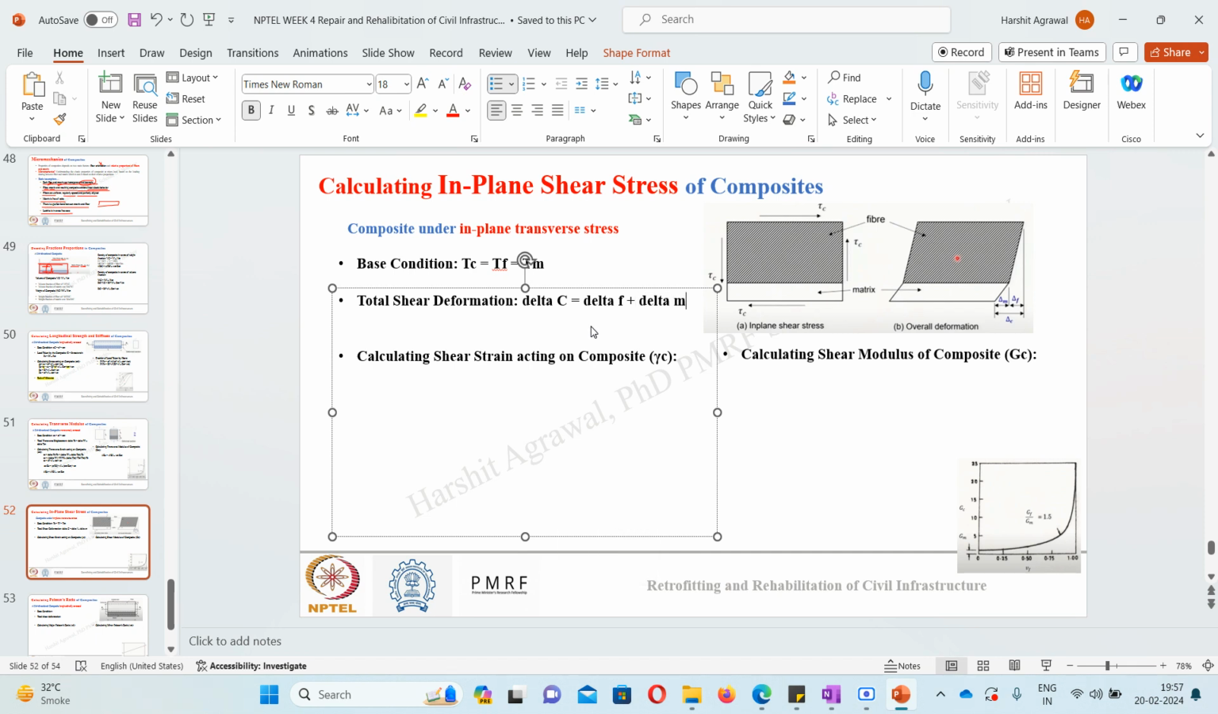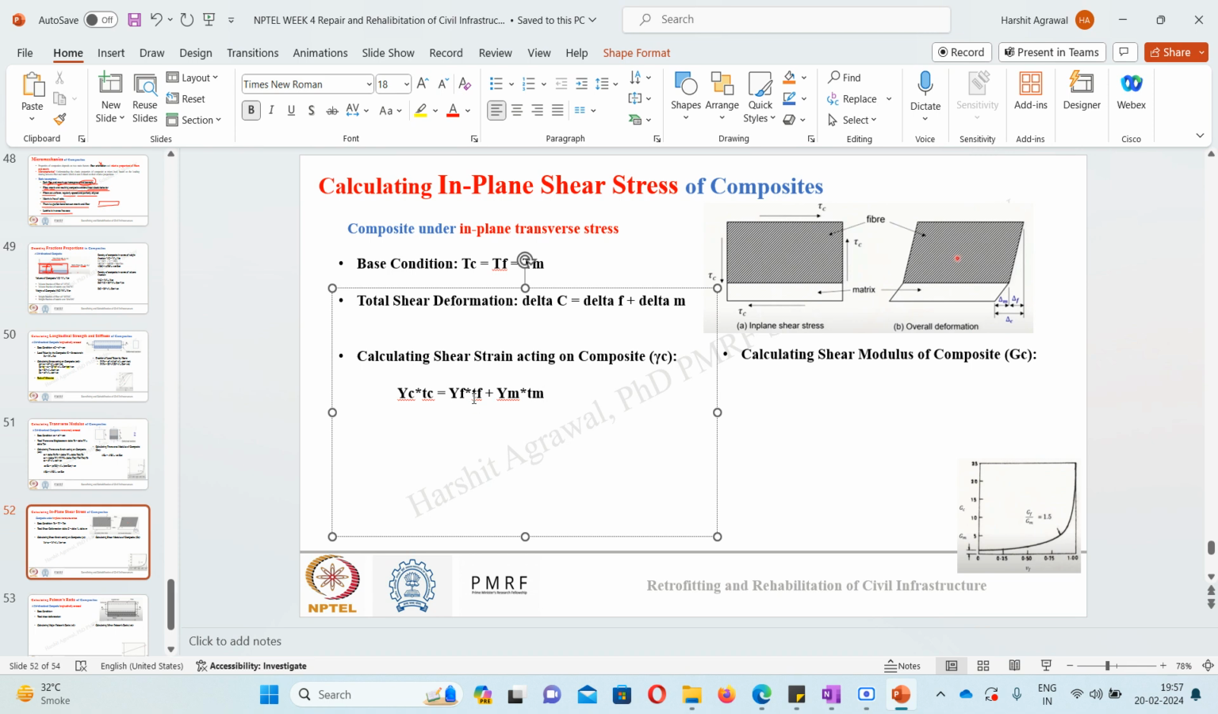Okay, now I can write delta c as gamma c times tc. I can write delta f as gamma f times tf, and I can write delta m as gamma m times tm. So rewriting this equation again, it will be gamma c times tc is equal to gamma f times tf plus gamma m times tm.